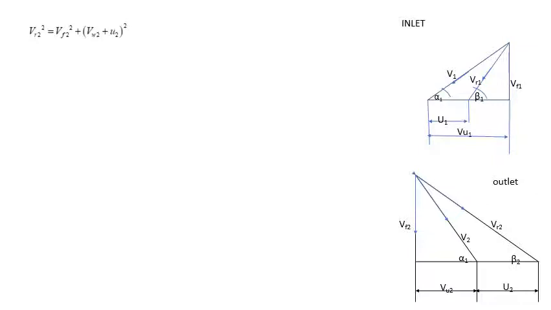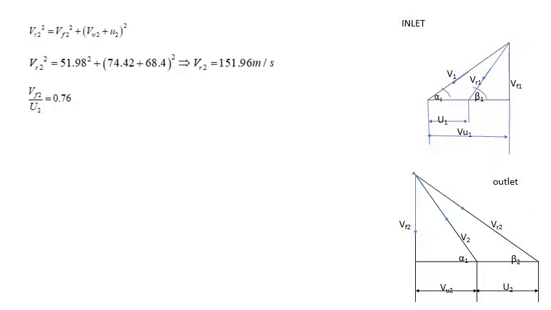Now the next relation, Vr2 square is equal to Vf2 square plus (Vu2 plus U2) whole square. By the substitution of the values in the given expression, we find the value of Vr2, and that value is 151.96 meter per second.